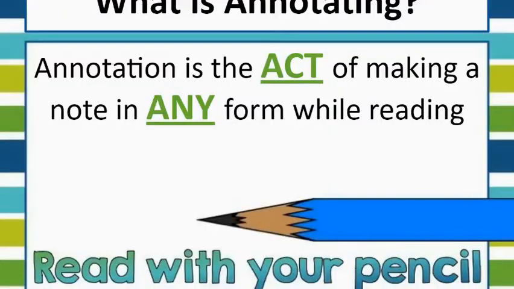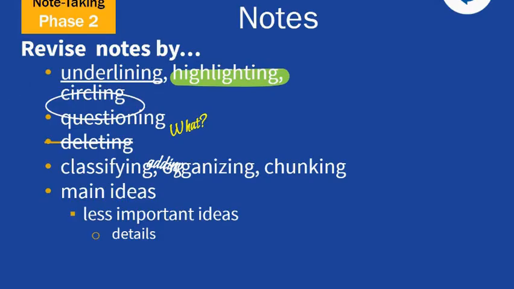So you might be asking yourself, what is annotating? Annotation is the act of making a note of any kind while you're reading. You can annotate your notes by underlining them, highlighting them, circling them, questioning, saying what I don't understand. You can delete information. In other words, you can cross off things that you don't think will help you remember for the test. You can classify information into different categories. You can add more info. You can organize them in such a way that it'll help you to remember better.